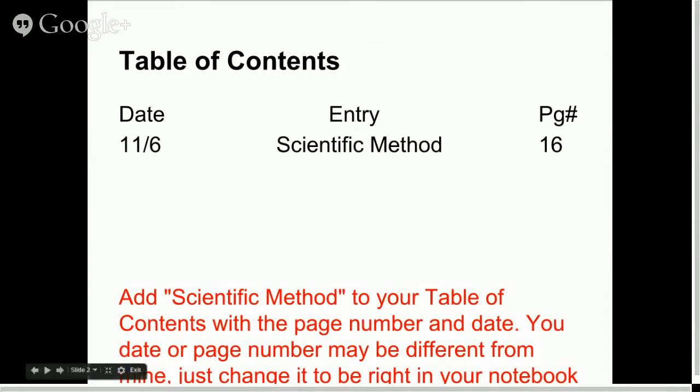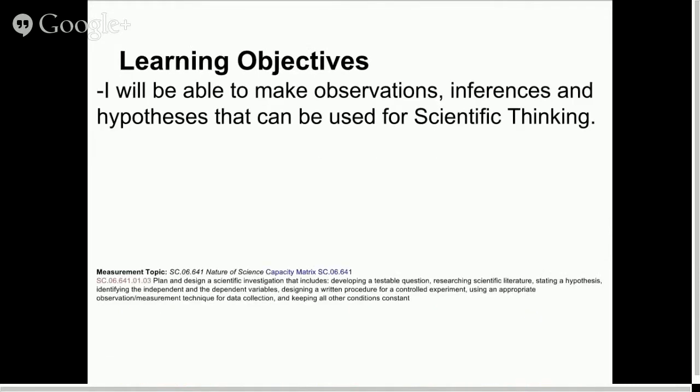First thing you have to do, add this to your table of contents. Make sure your page number and your date are correct. Go ahead and pause it. Okay, these are our learning objectives. You could read these if you'd like. Basically, we're going to learn how to think like scientists.